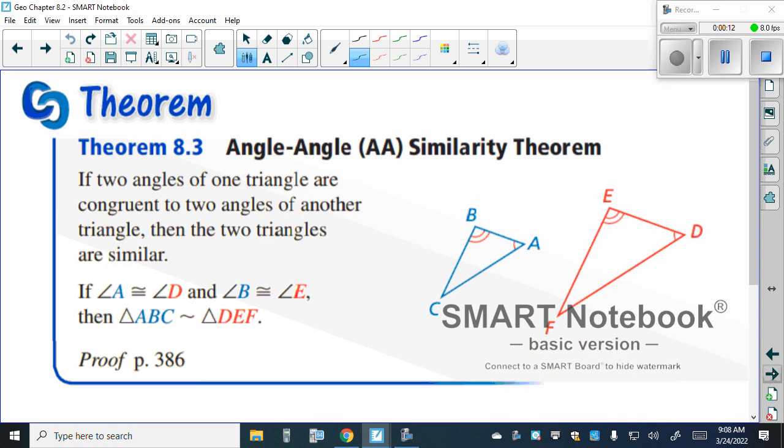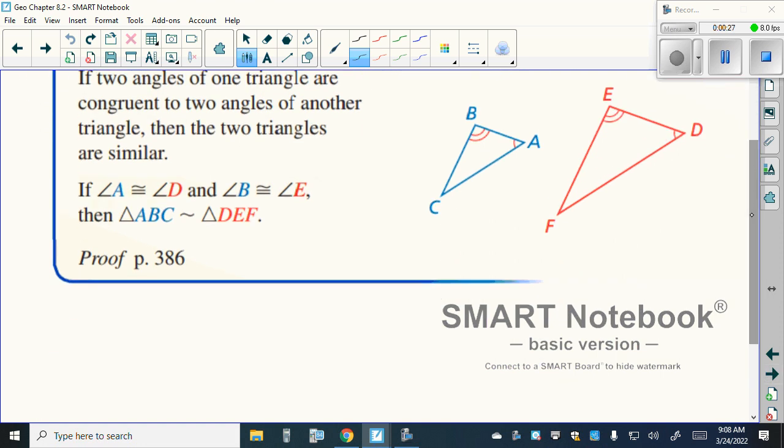If there's no questions over the homework, what we're doing today is going over angle-angle similarity. Angle-angle similarity: if two angles of one triangle are congruent to two angles of another, then the two triangles are similar. And so the overall proof for this is if A is congruent to D and B is congruent to E, those angles are congruent, then the two triangles are similar.